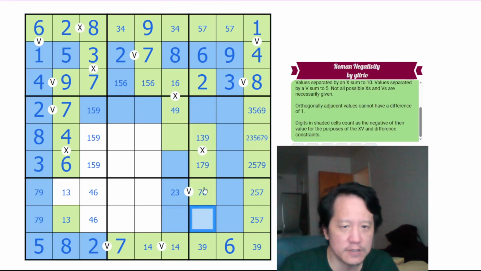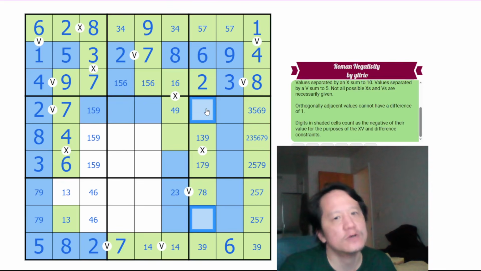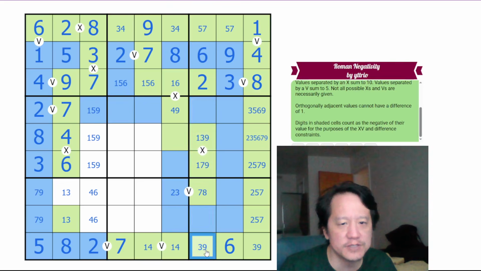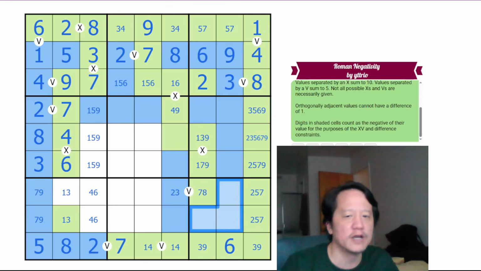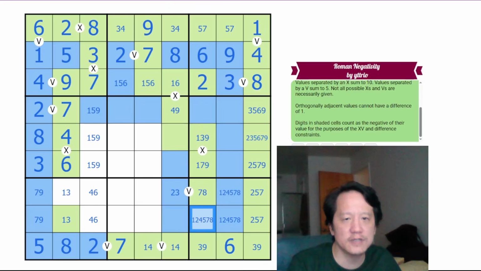Remaining digits of column 7. We have a guaranteed 3 or 9 here, and this must be 3 or 9. So actually, let's do remaining digits in the box. No 3, 6, or 9 here, so it's 1, 2, 4, 5, 7, 8. This can't be 2 because of 2 in the column.